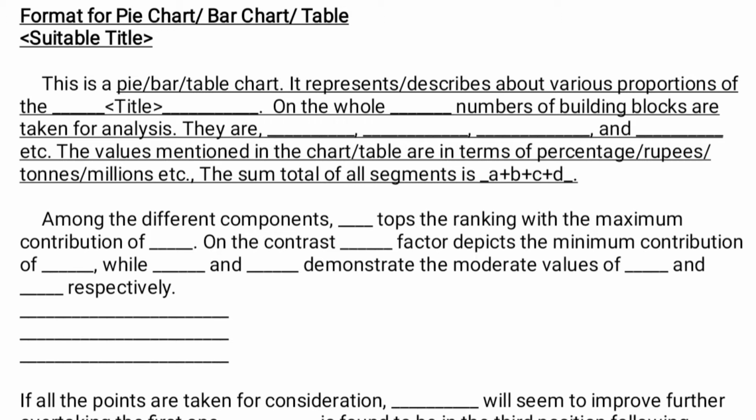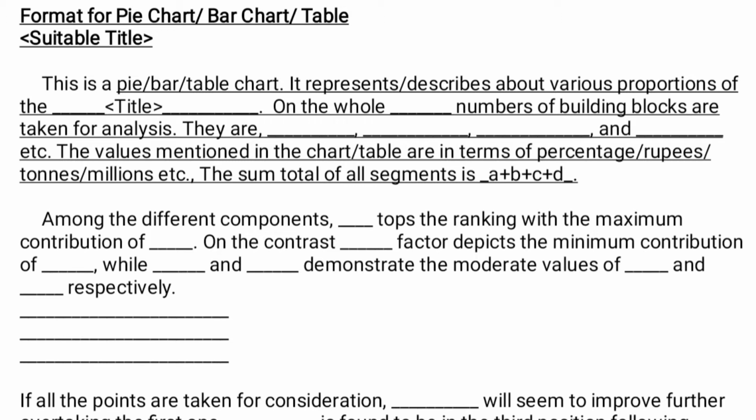Then you write what it represents. It is giving a visual picture, but what is it about? It represents, or it describes, or it tells about various proportions of dash. What is it telling about? Production of what? There you write the title. Okay, so what is it about?